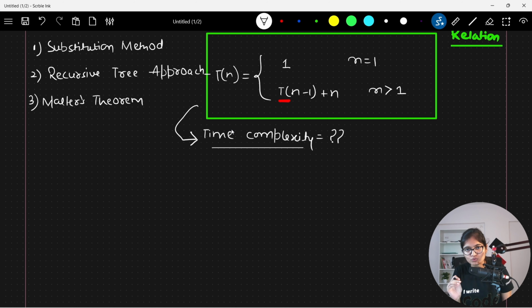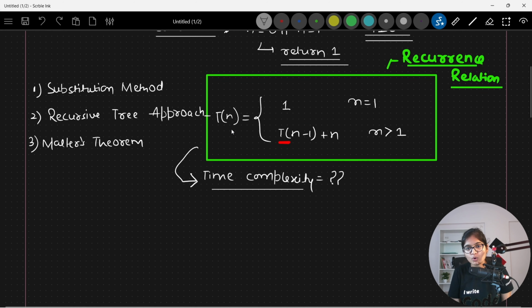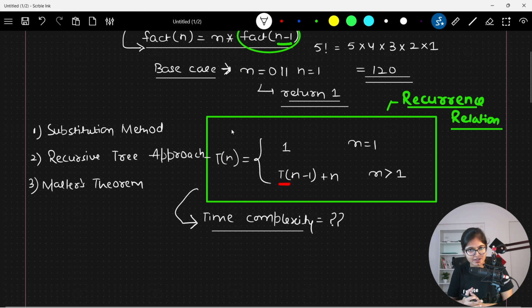And in order to reach that point, we have these 3 methods: substitution, recursive tree, and the master's theorem. So now let's move to another video where I'll take maybe this same example and show you how I can solve this problem and find out the time complexity with the help of the substitution method.